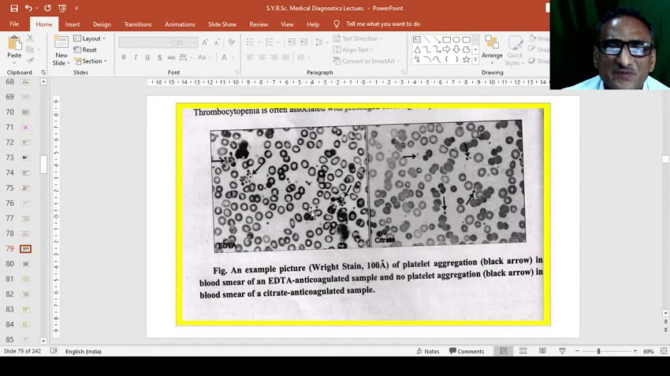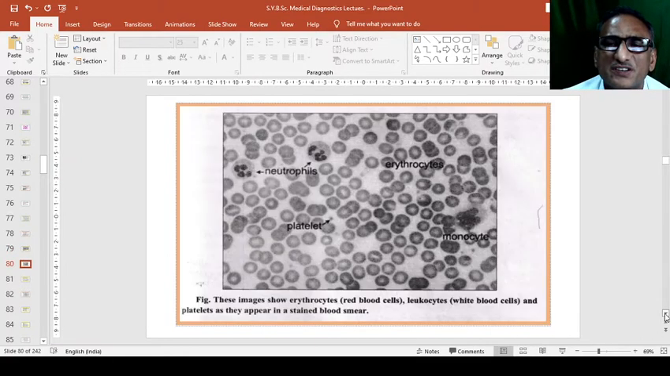So this is an example of the picture after staining, showing how platelet aggregation and the platelet smear can be made in EDTA anticoagulant. There is no platelet aggregation at the black arrows. So this is less here, and here are the platelet aggregations. We can count them by observing under the microscope.